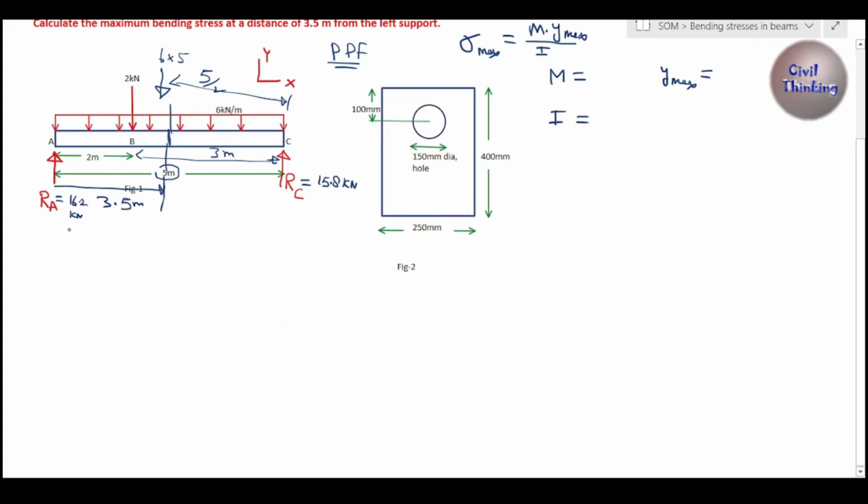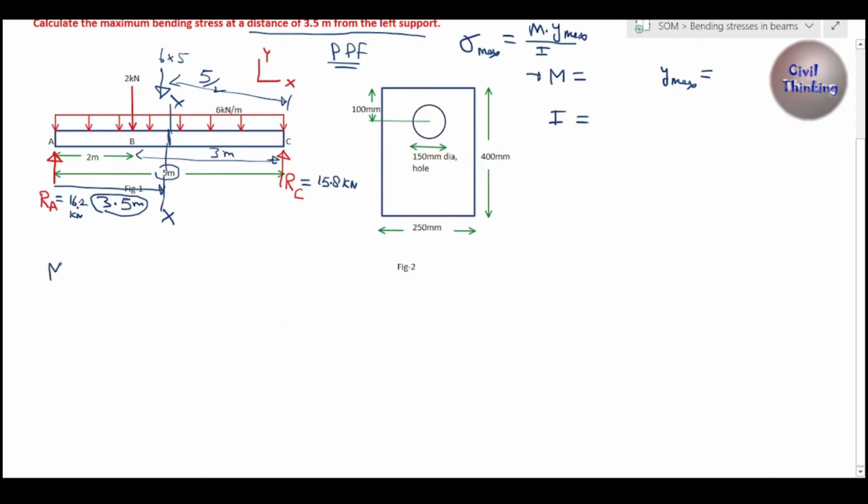Anyways, now we know Ra is 16.2 kilonewton and Rc is 15.8 kilonewton. Now what we wanted to find, we wanted to first find M, right? We have to find the moment at 3.5, because it is saying calculate the bending stress at a distance of 3.5 meters from the left. So let's assume this XX is the section at a distance of 3.5 meters from the left, from A. So let's find the moment at this point.